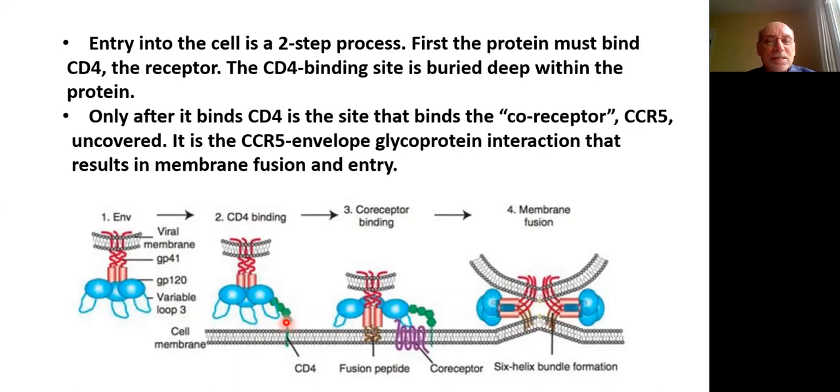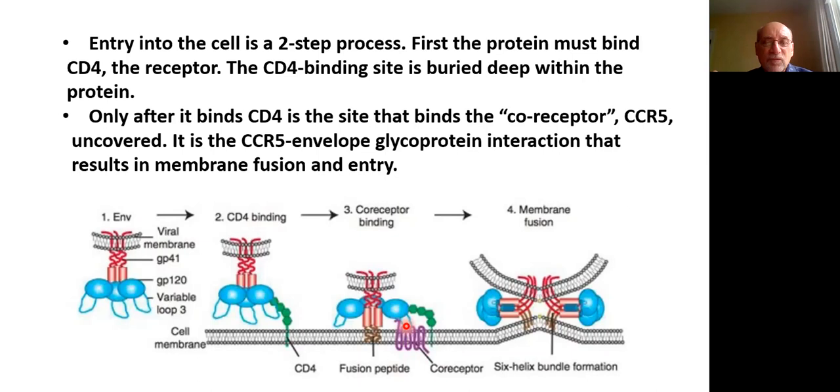In fact, the CD4 binding site, as it says at the top of the slide, is buried deep within the protein. Furthermore, only after it binds CD4 is the real business end of the protein exposed, namely the part of the protein that binds what was called the co-receptor, CCR5. It is this interaction between the viral glycoprotein and CCR5 that actually triggers very complex rearrangements of the viral glycoprotein, resulting ultimately in membrane fusion. And so the real business end of the virus is only transiently exposed during the course of infection.